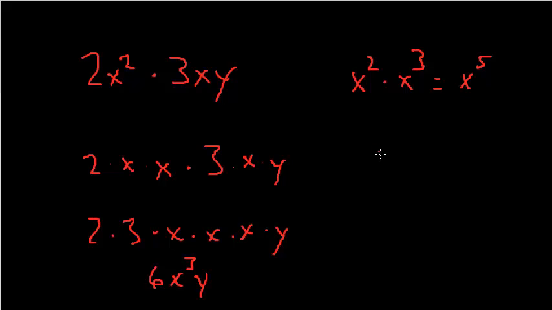So if we were to take a look at another example, if I took 4x cubed times 2x squared y squared, I can multiply my numbers together. 8 x cubed times x squared should give me x to the fifth, and then I still have my y squared here.